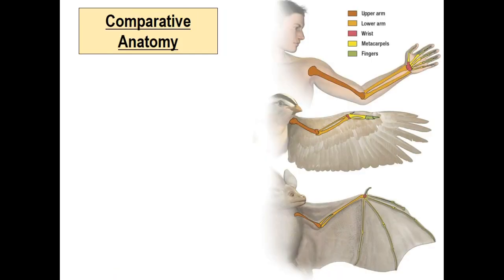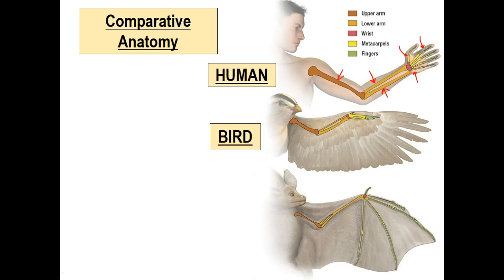Okay, in some ways, we're doing what is called comparative anatomy. Looking at the human arm, which we've studied already, you've got the humerus, the radius, the ulna, the carpals, the metacarpals, and the phalanges. And then we've got the bird, which is what we're studying, and you can see those same bones: the humerus, the ulna, the radius, carpals, metacarpals, phalanges. And you can even see the same bones in the bat.